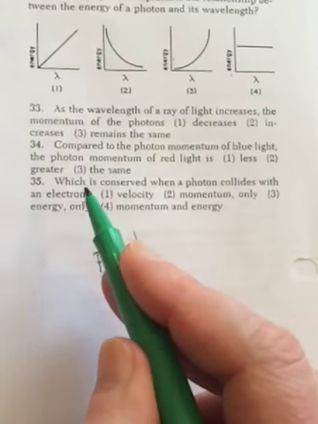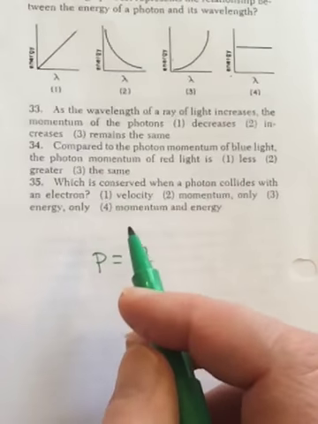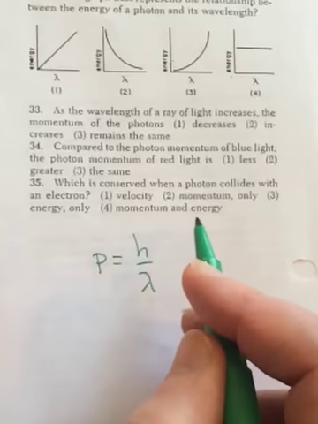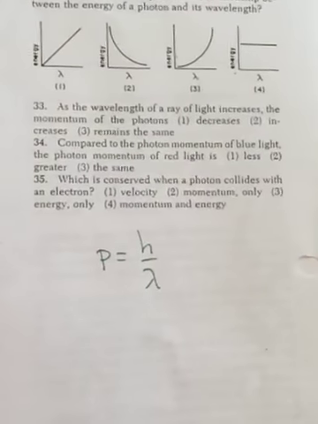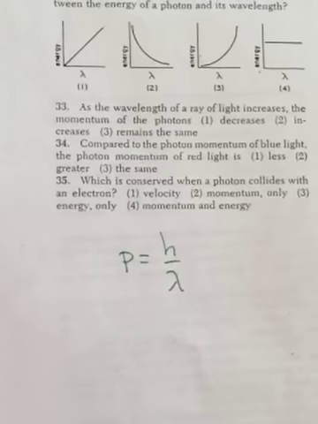And the last one, which is conserved when a photon collides with an electron? Both momentum and energy. Okay, both momentum and energy are conserved. All right, there are all the multiple choice. I hope you got them all right.